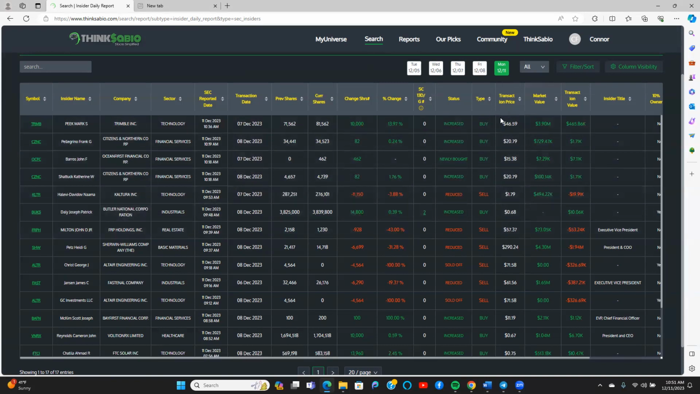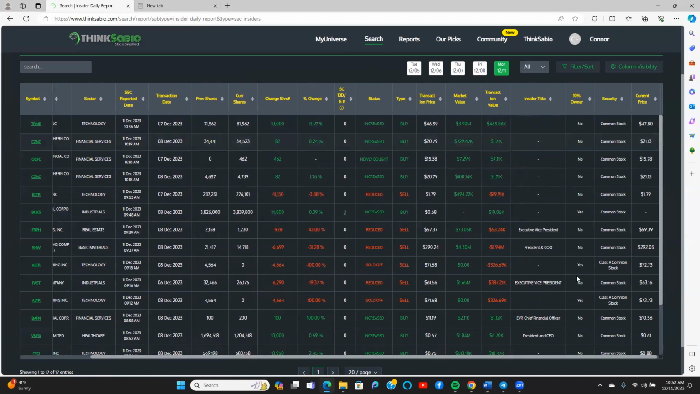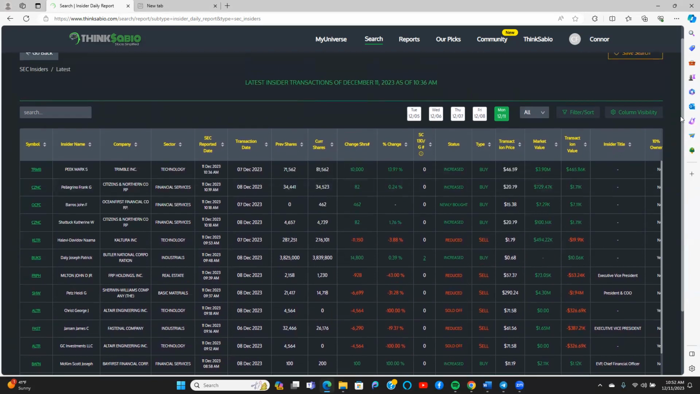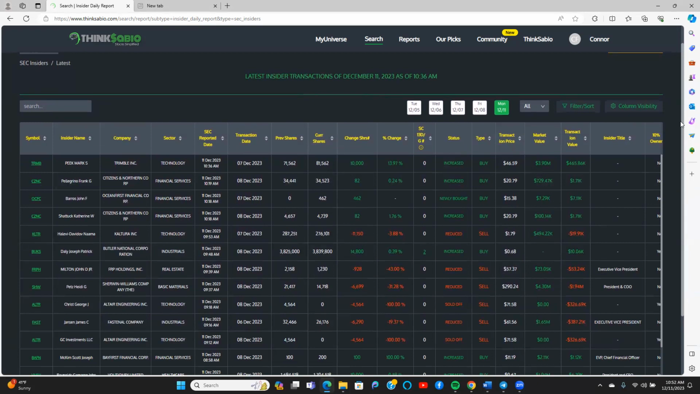And then from here, you get a look at the transaction price, the total market value, the value of the transaction, and then over here you have some other information on current price and whether they're a 10% owner in a stock, so whether they're one of the largest owners of the stock. So this gives you a look at specific information with insider transactions that happened within the last several days.